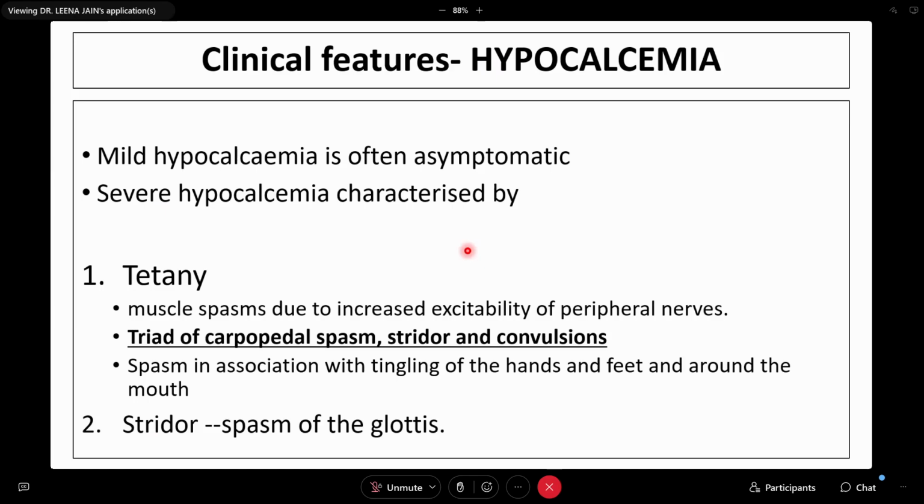Those who are doing residency would have seen that in cases of tetanus there used to be stridor, and we have done tracheostomies in such cases. Diphtheria and tetany were the two cases which used to be kept in isolation, and many a time tracheostomy needed to be done because of the presence of this triad.